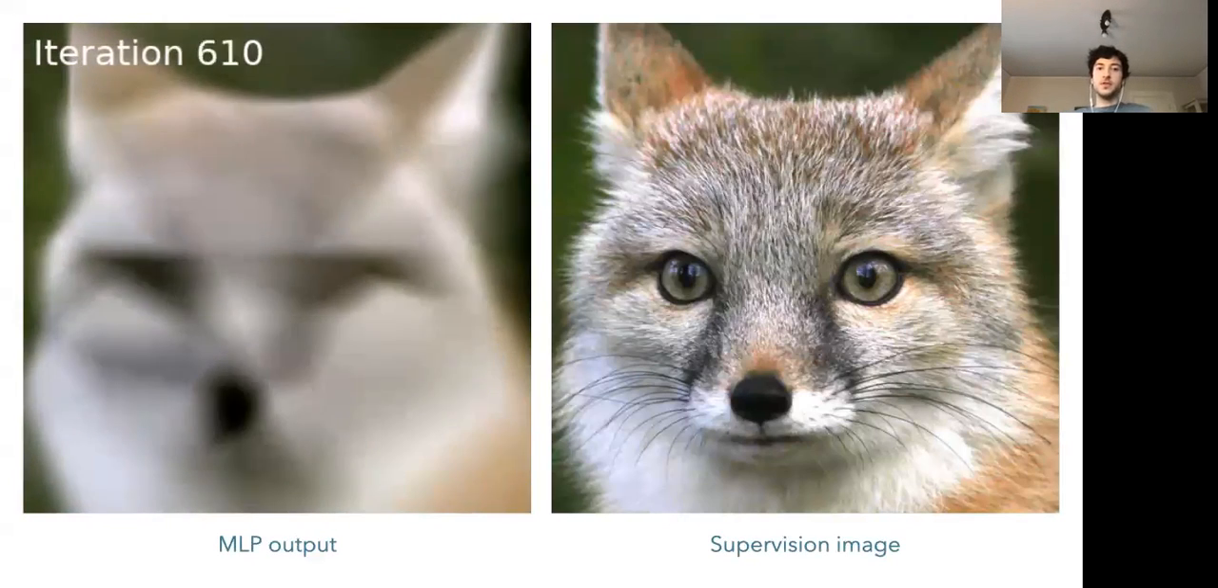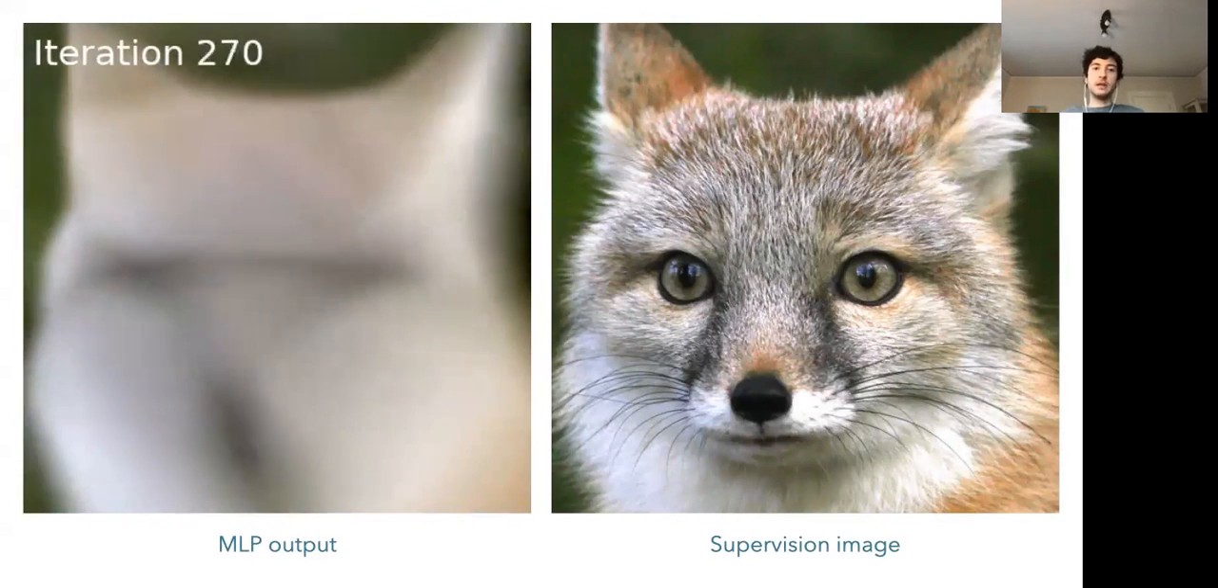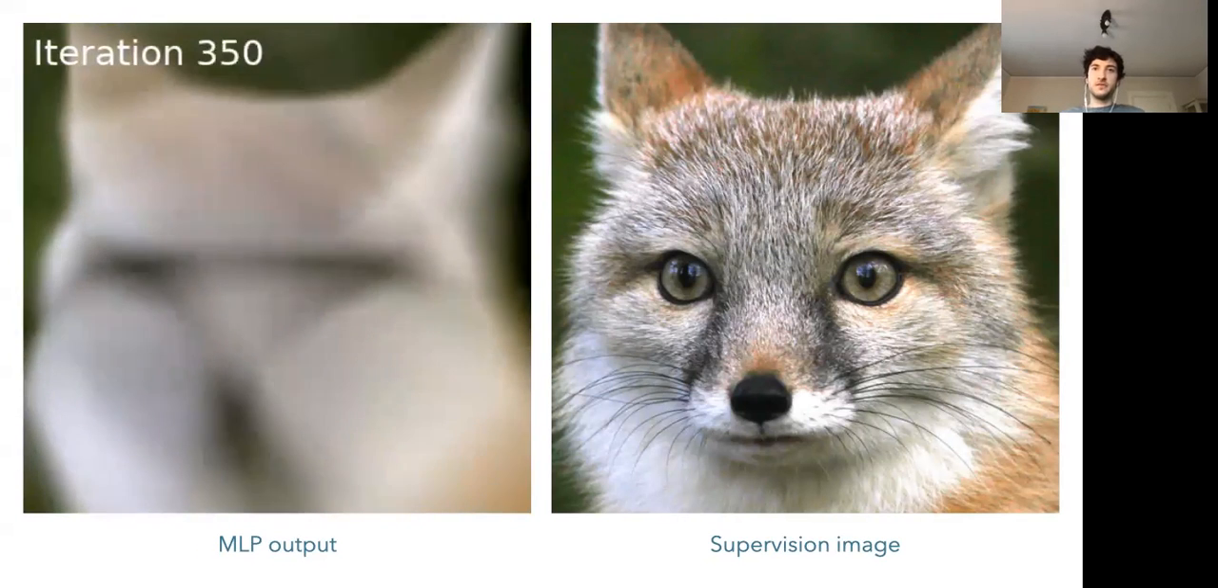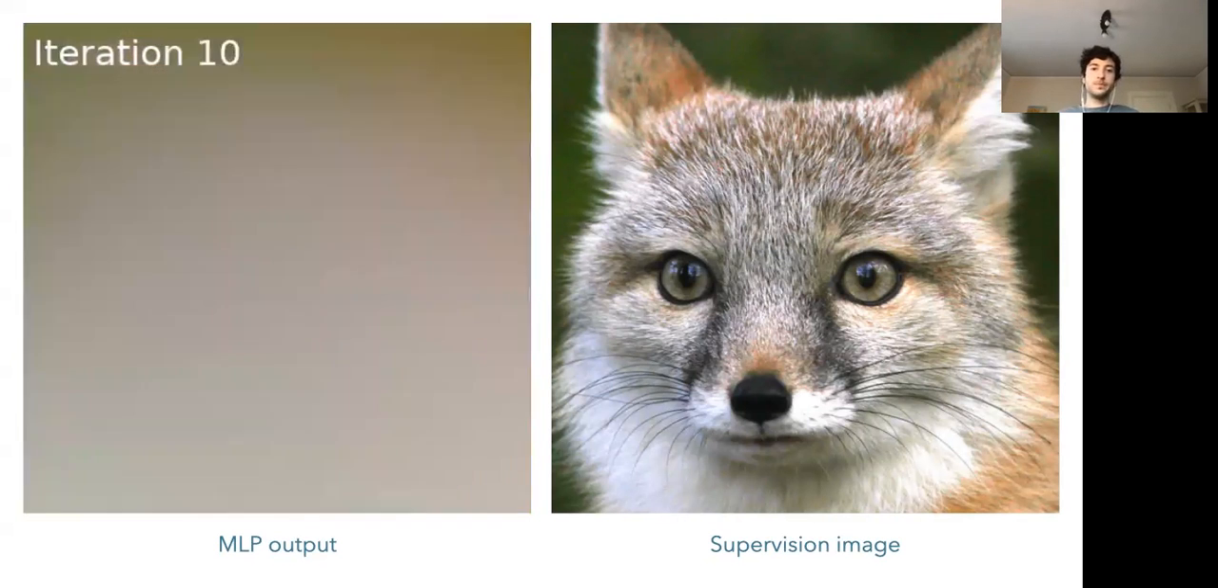And this is what happens if you do that. Over the course of training an MLP to represent this image, we see that the network struggles to learn the high frequency details, such as the fur in this fox image.